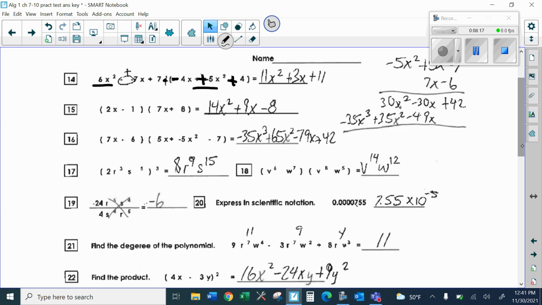Okay, combine like terms. 6x squared plus 5x squared is 11x squared. 7x minus 4x is 3x, and then 7 plus 4 is 11.